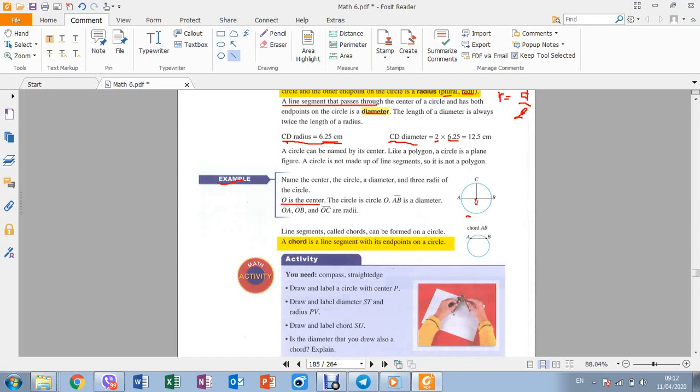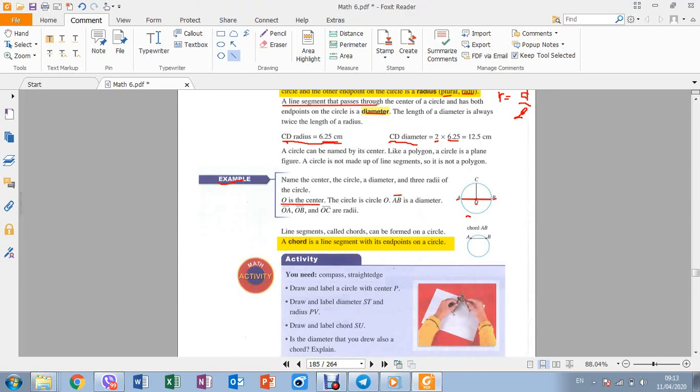Okay. Now the diameter. A diameter is a line segment that passes through the center and has two endpoints on the edge. This is the first endpoint, it passes through the center, and the other is the second one. So this is called the diameter. You tell me AB, point A with point B, a line segment.